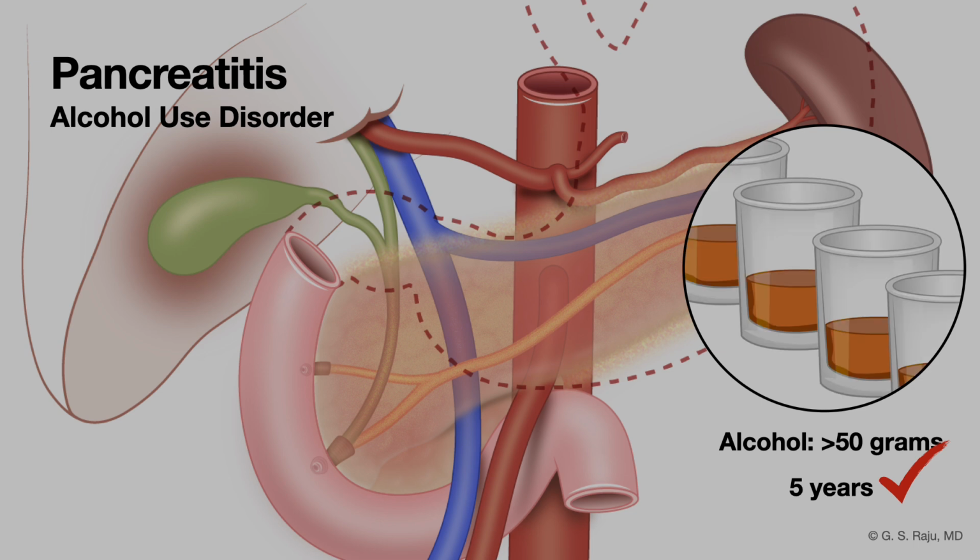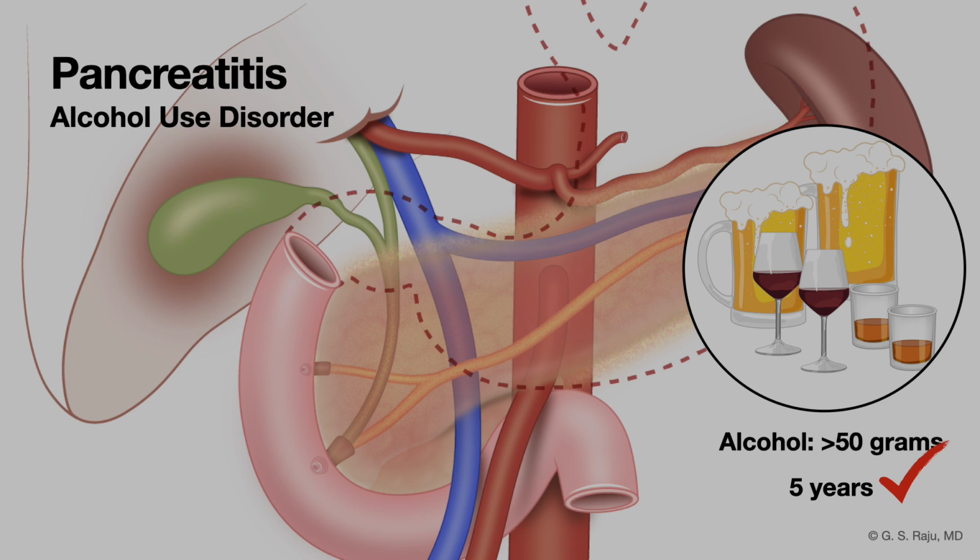So I wanted you to keep this in mind: a can of beer, a glass of wine, or a shot of whiskey, irrespective of the volume, contain about 14 grams of alcohol per unit. So they need to have at least 4 beers, 4 glasses of wine, or 4 shots of whiskey to say, hey, heavy alcohol use, and that has to go on for a long time, a few years. So that is something to keep in mind.